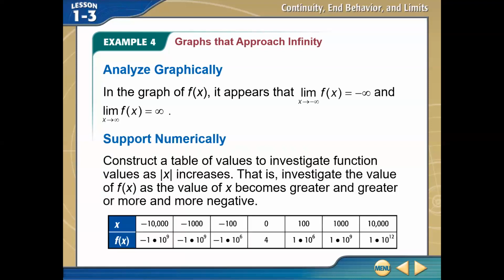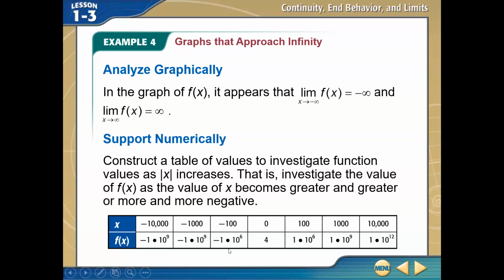Here's where technology makes your life simple. They start at 0, and then they go farther and farther left and right. They go to -100, -1,000, and -10,000. And you can see that my graph is just going to keep going farther and farther down.